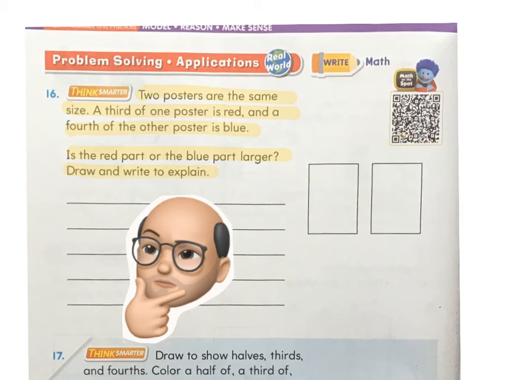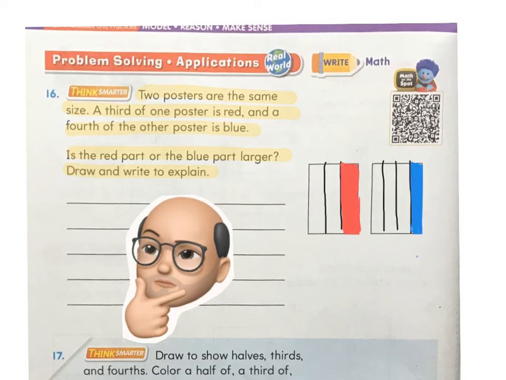So I am going to divide one poster into thirds and one poster, let me go backwards, one poster into fourths. And then the one with fourths, a fourth of that one is blue. And a third of the other one is red. Now I'll have to compare them.